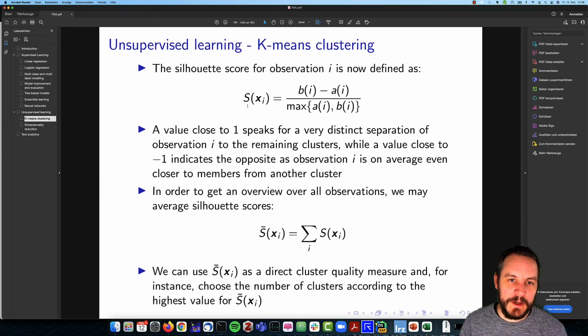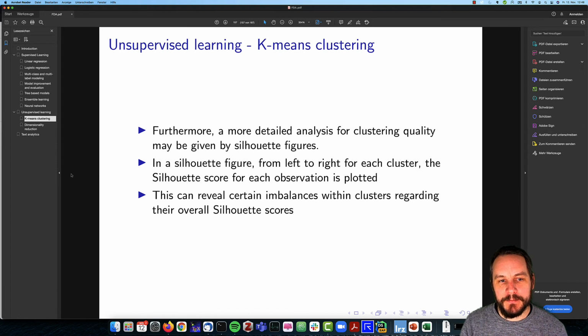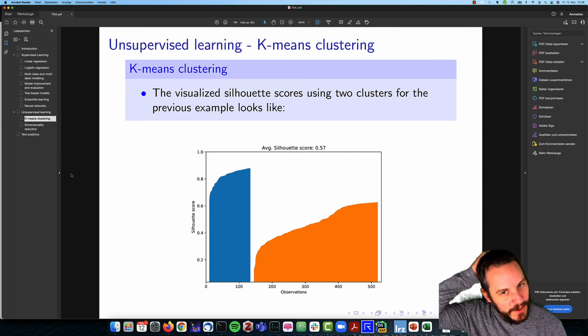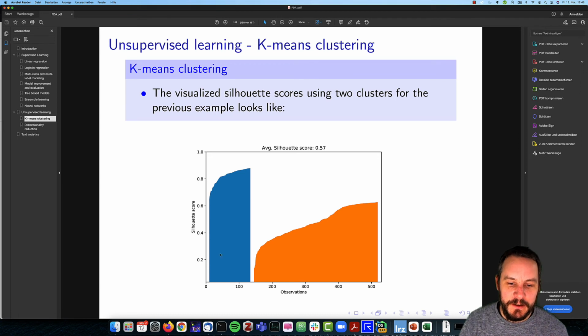We can calculate this for every observation in the data set, and in order to get a comprehensive overview, of course, we can calculate the average silhouette score for all the observations here, okay? And then what I would recommend to you is to take a look at the silhouette figures that I really like. So what you can see here, for our example with the 500 data points, in an increasing fashion, is that every vertical line represents a single observation and its corresponding silhouette score.